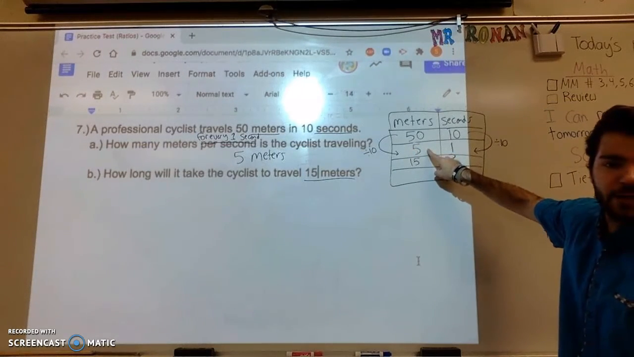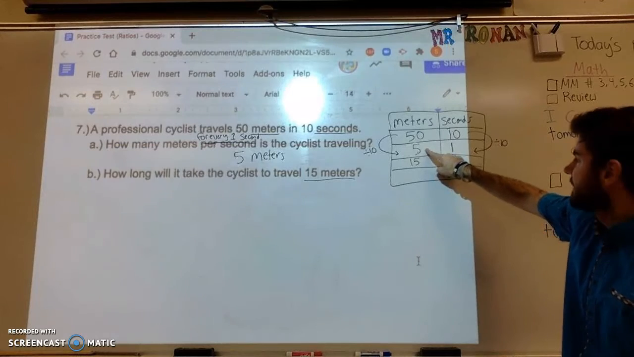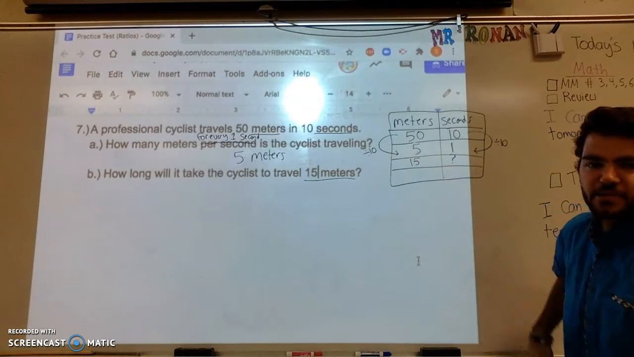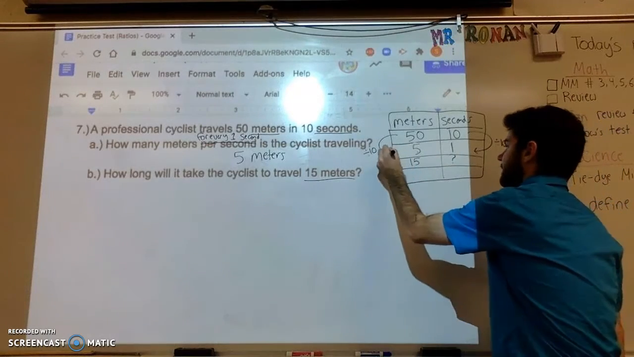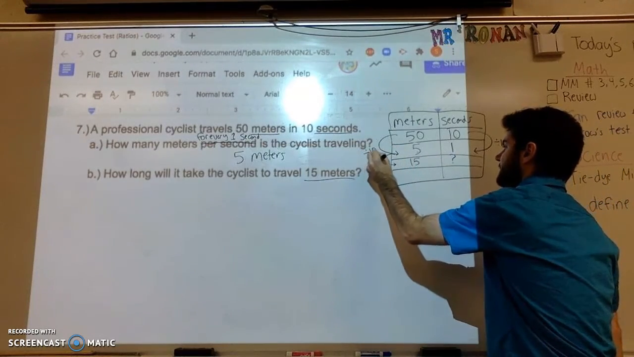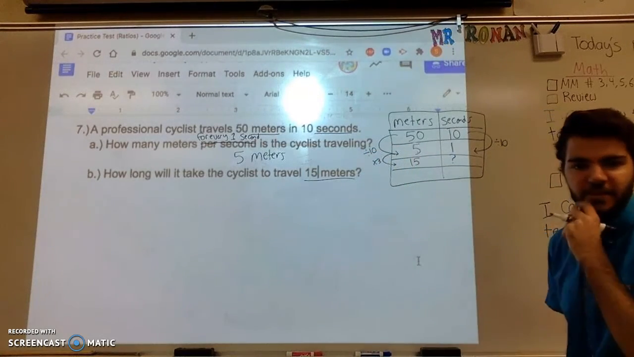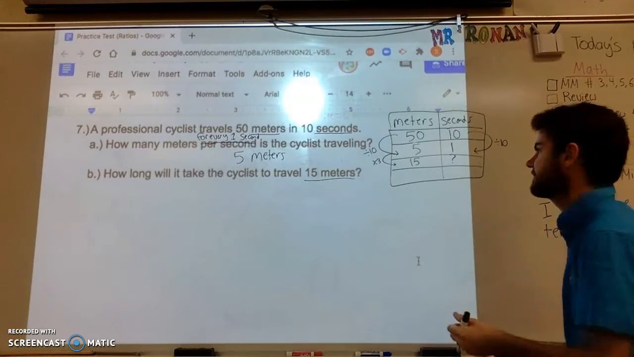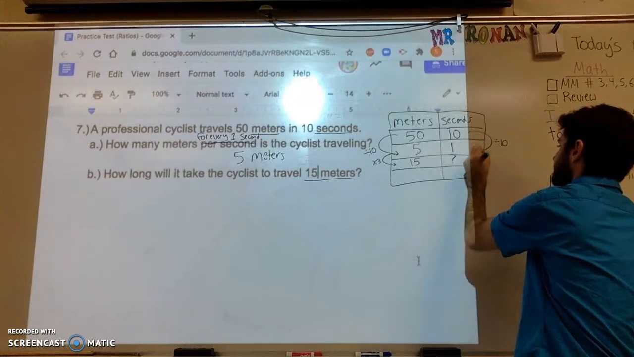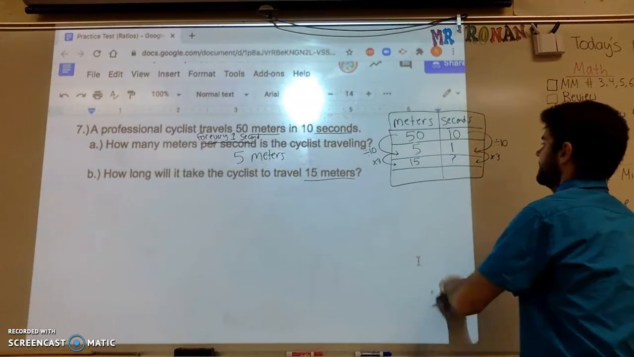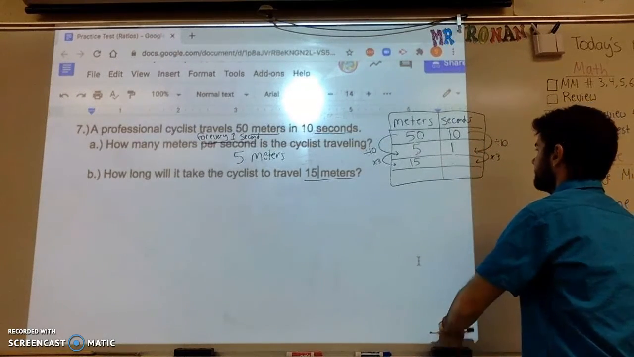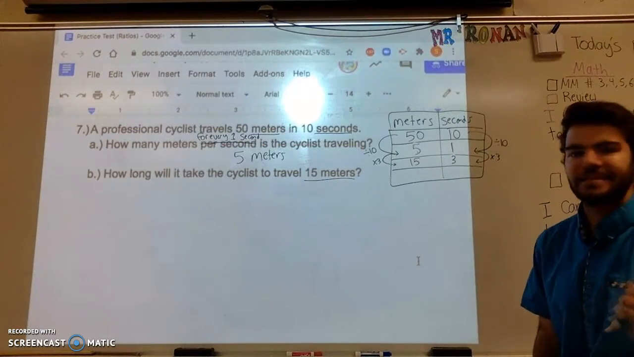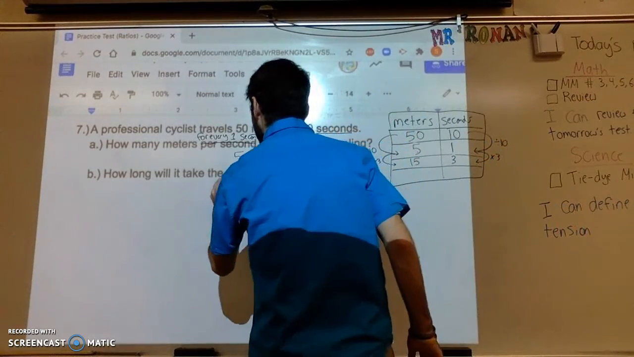Okay? And this is really convenient. I look at the row right above, and I have a 5. And then down here I have a 15. What did I do to 5 meters to get to 15 meters? I multiplied it by 3. 5 times 3 is 15. So if I multiplied 5 by 3, I have to multiply its corresponding number by 3 as well. So 1 times 3, that's going to be 3. So the cyclist has gone 15 meters. That's going to take 3 seconds for the cyclist to do.